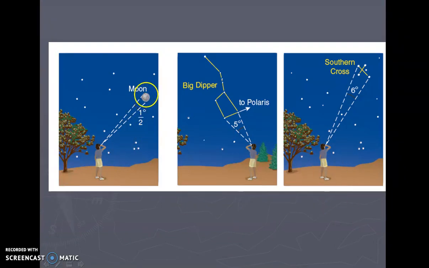So here's a better visualization of what I was just talking about. So the moon, the span of the moon in the sky is 1/2 a degree, and then the distance from these two stars in the Big Dipper is 5 degrees, and then the width of the Southern Cross in the sky is 6 degrees.